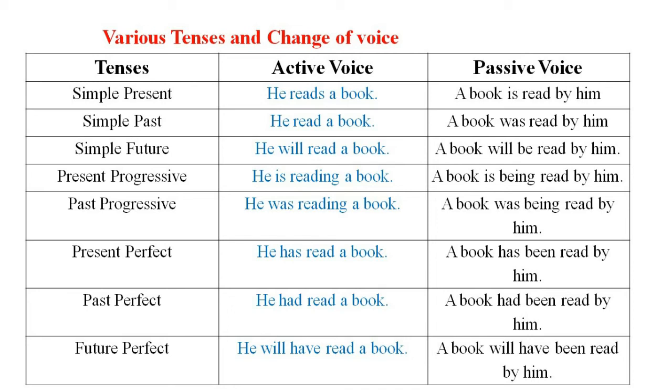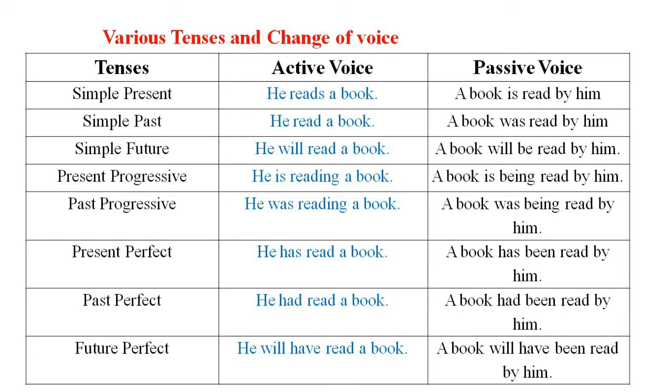Present progressive, means present continuous tense. "He is reading a book" becomes "A book is being read by him." Past progressive, means past continuous. "He was reading a book" becomes "A book was being read by him." Present perfect: "He has read a book," "A book has been read by him." Past perfect: "He had read a book," "A book had been read by him."